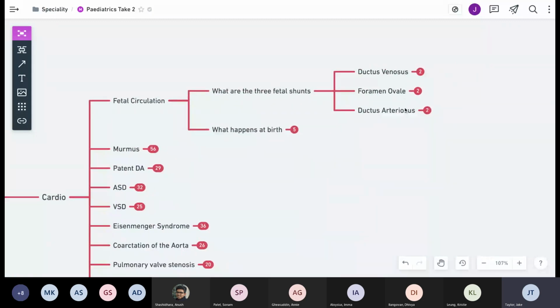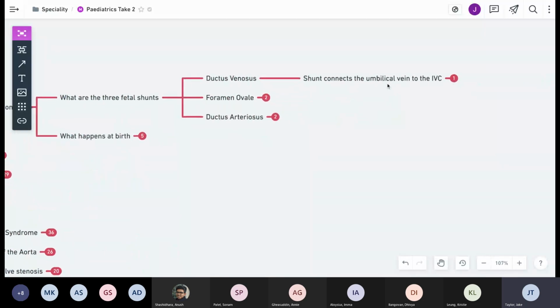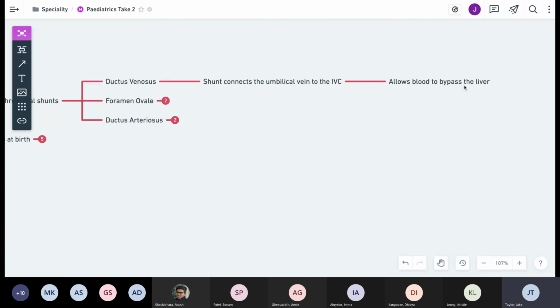Fantastic. So the ones that people always talk about are the ductus arteriosus and foramen ovale. But as you said, there's also the ductus venosus. Basically, this is how blood gets from the umbilical vein to the IVC. So it's taking all the blood back to the systemic circulation. It normally allows blood to bypass the liver, because the liver doesn't do much during development, so it's a good way of getting the blood back without going through the whole hepatobiliary system. Okay, so it bypasses that.